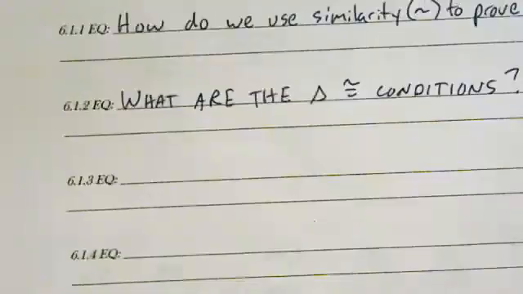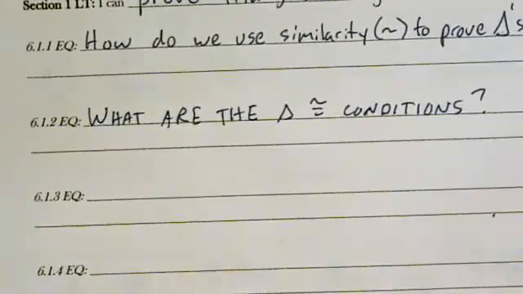On Monday, we did section 6.1.2, and I don't think we wrote down our learning target on Monday. So could you go ahead and get this down on the front of your packet? The big question from Monday was, what are the triangle congruence conditions? These are those shortcuts that we talked about on Monday.